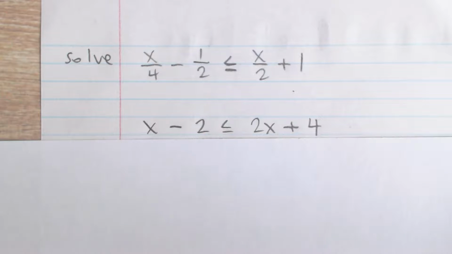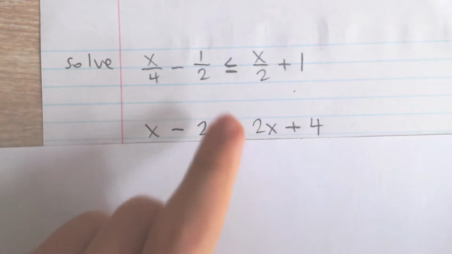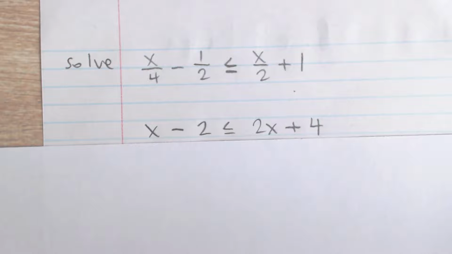Okay, so here we have to solve this inequality. We have x over 4 minus a half is less than or equal to x over 2 plus 1. There are a couple of different ways we can solve this, and I'm going to show you two different ways.